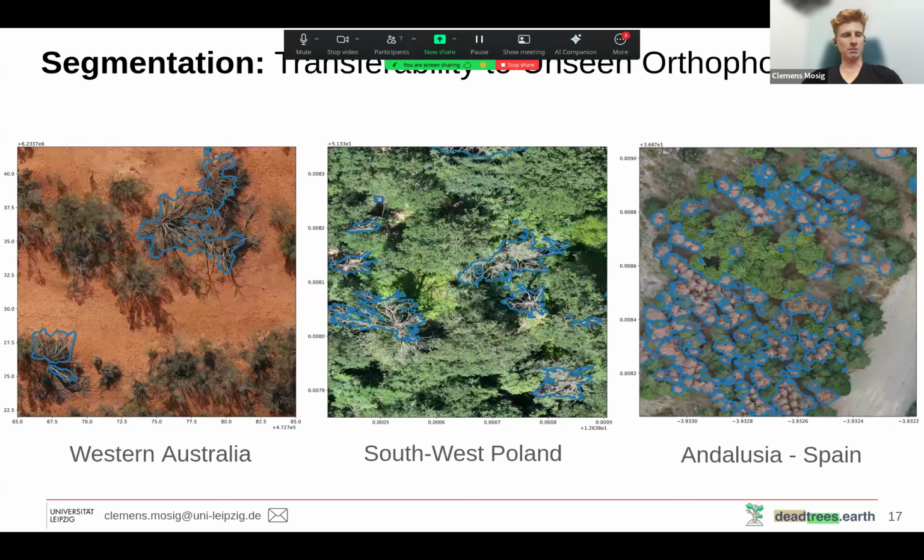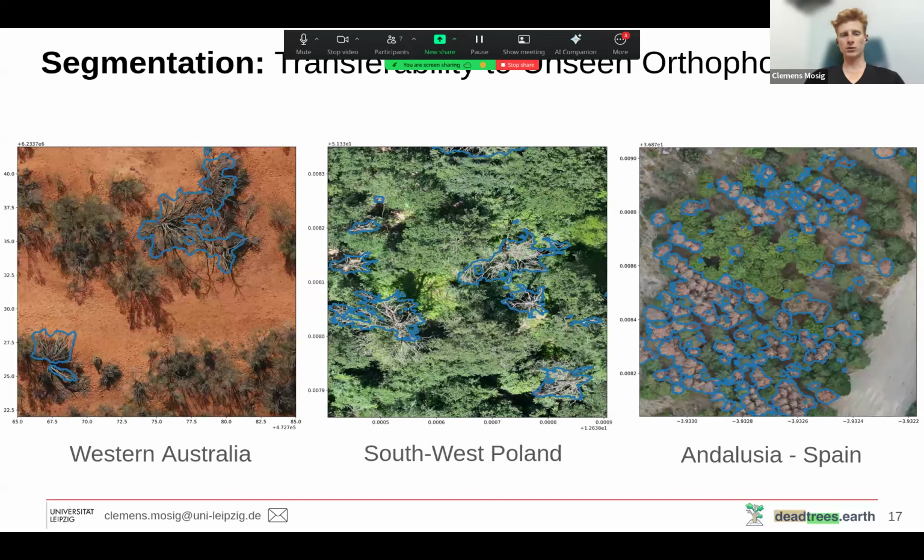Here are some examples of how the model performs on completely unseen ortho photos that it has never seen before, and they were also not labeled before. On the left, you have some mortality in Western Australia, and on the right, some in Andalusia in Spain. In the middle, some in Poland, and there's a really important detail, and that is that it doesn't only label fully dead trees, but it labels partial dieback as well.